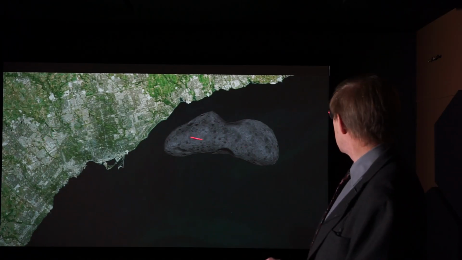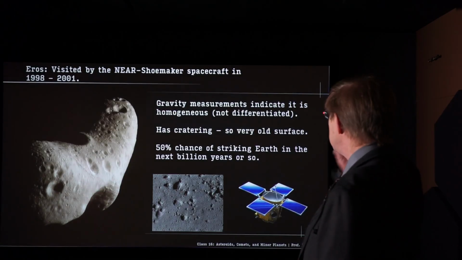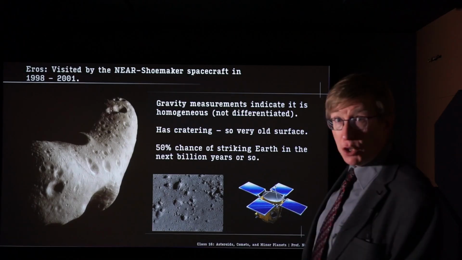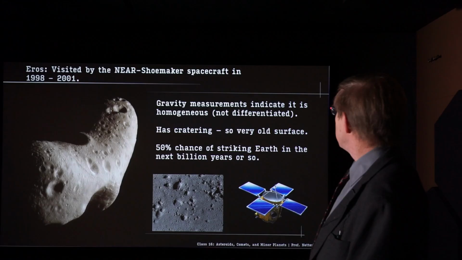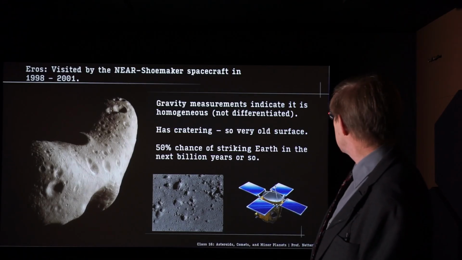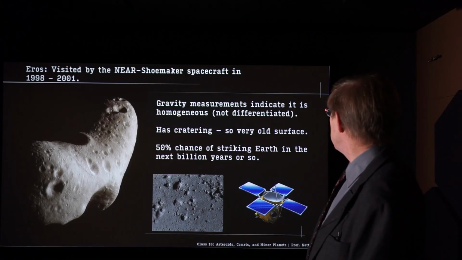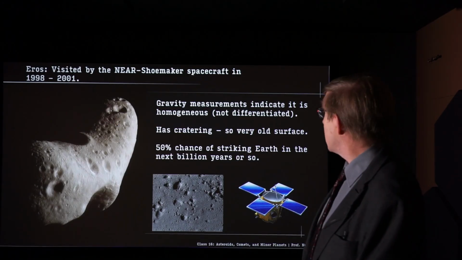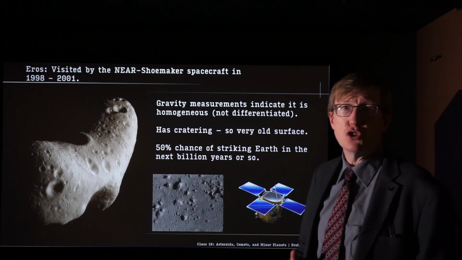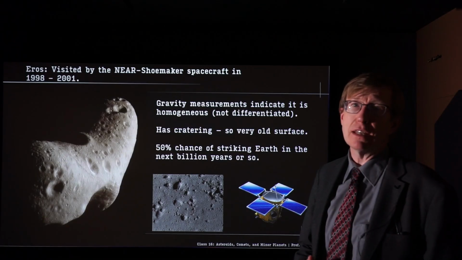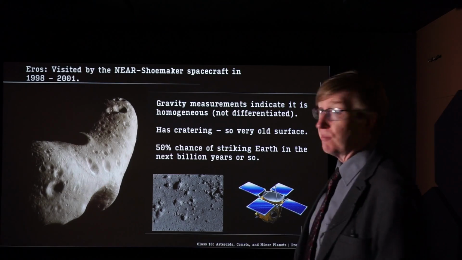So this is another object in the asteroid belt. Eros was visited around 2000, so actually quite a long time ago now, by the NEAR Shoemaker spacecraft. It made gravity measurements, and by orbiting it, they observed the surface. It's got cratering, so it's got a very old surface. The gravity measurements indicate that Eros is homogeneous. It's not differentiated. It's kind of the same density all the way through. So this is just a big, boring rock.